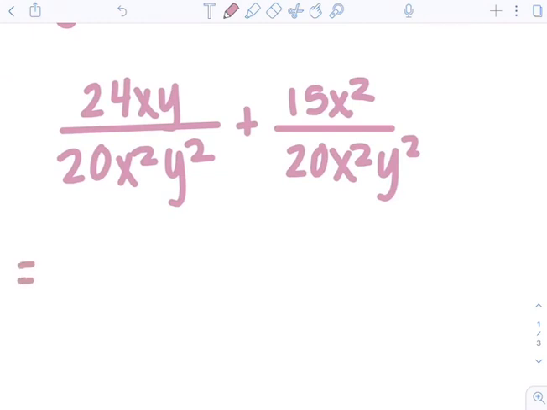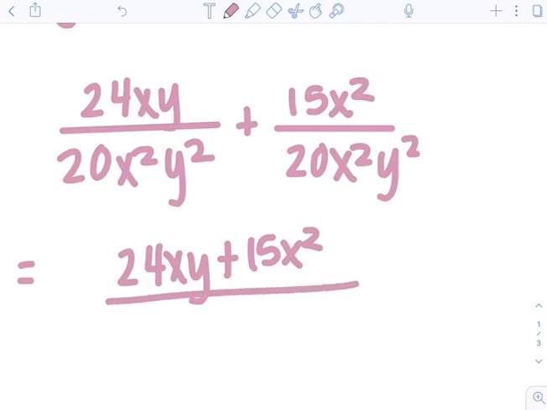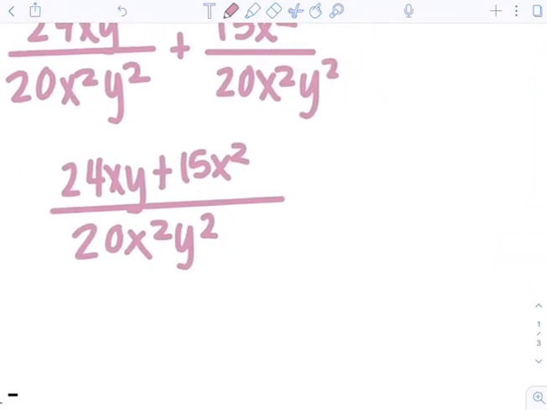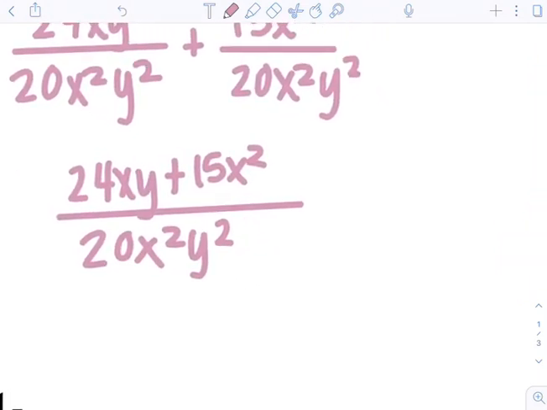Okay, so I'm going to combine the numerators. They are not like terms, so you write it as is. And then my denominator is 20x squared y squared. Remember, you don't combine your denominators, you keep those the same.